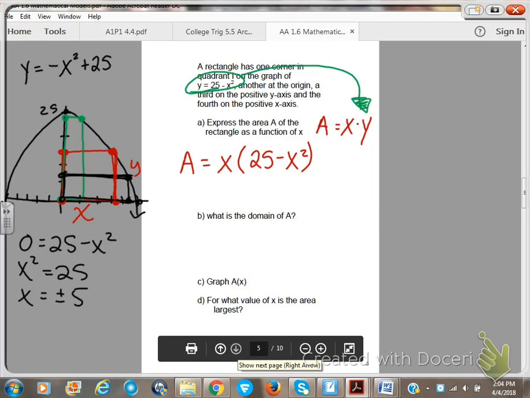Okay, now distributing that x through, that's going to look like A of x equals 25x minus x cubed. This A of x, that's just putting it in function notation. It's just saying that the area is written as a function of x, and then the actual equation for it is this beautiful thing right here.